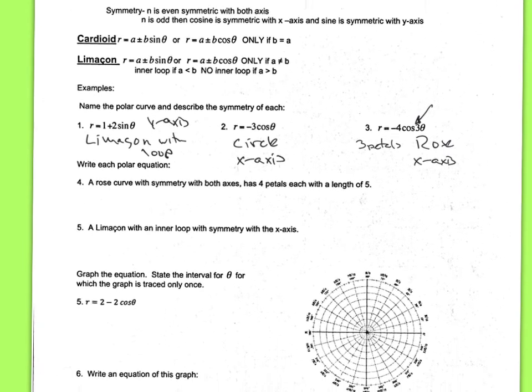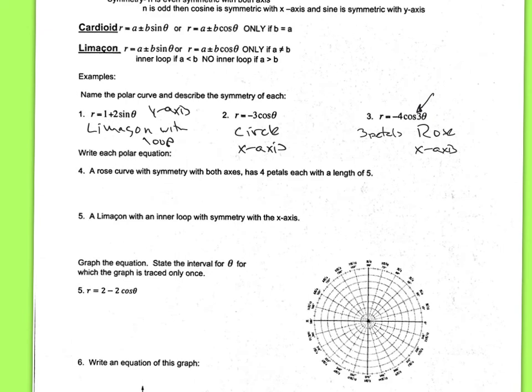Now, what's interesting about these is you can write a lot of equations for the same graph. So we have a rose with symmetry with both axes. Has 4 petals, each with a length of 5. So we know this is going to be r equals 5. We can do cosine 2 theta. Has 4 petals. Remember, if it's even, we're going to have to multiply by the 2. Or you could go -5 cosine 2 theta.